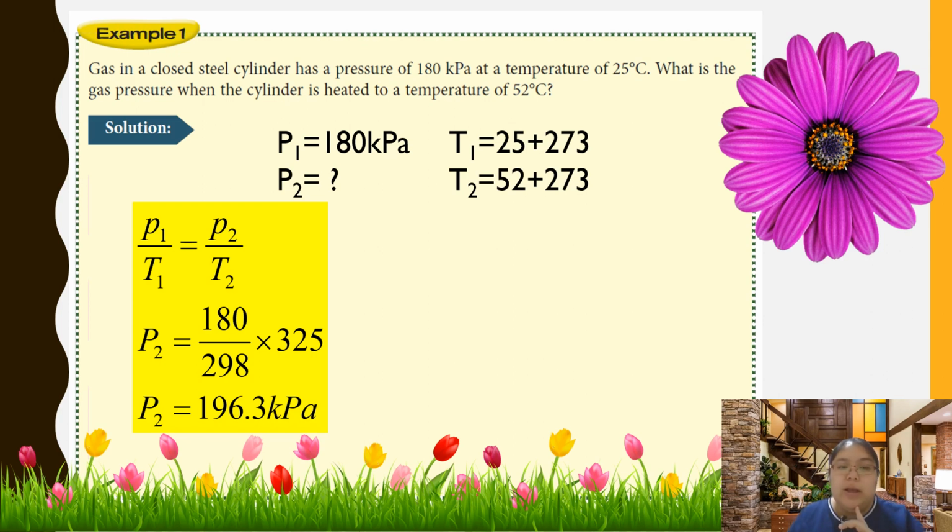This one 180 is P1, pressure 1. Then T1 should be temperature 1. Multiply with temperature 2, that is 325. Final answer: 196.3 kilopascal.